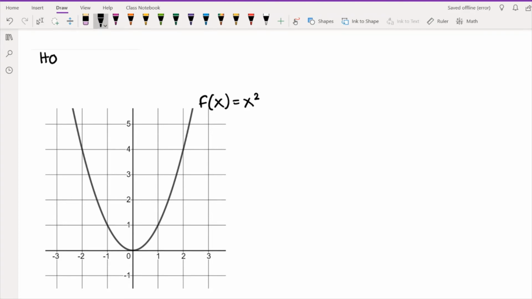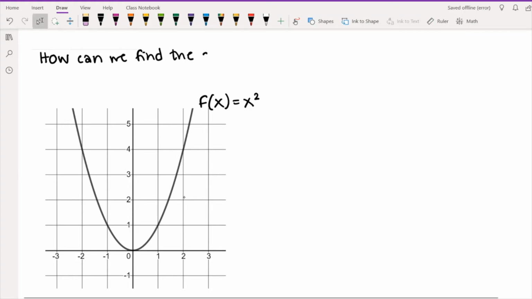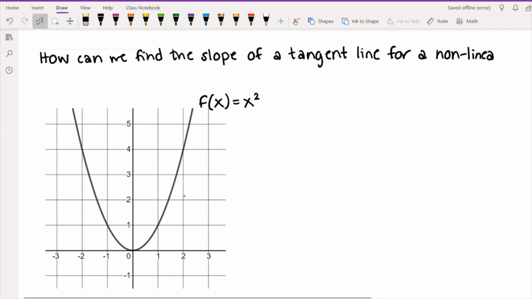So how can we find the slope of a tangent line for a non-linear function? So why am I specifying non-linear? It's basically because if you have a linear function, this question wouldn't really make sense, because for a linear function, as we mentioned, the rate of change is always the same.